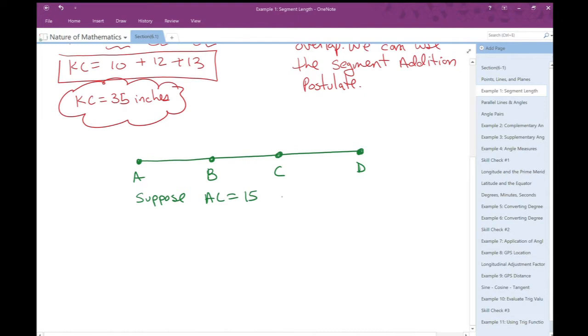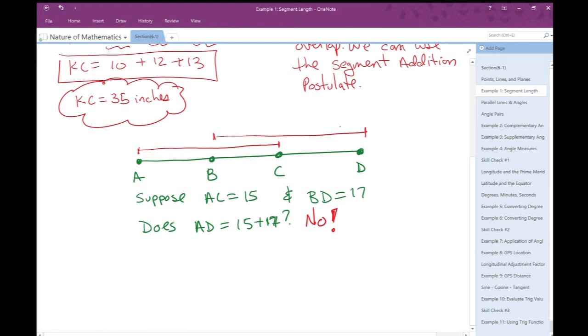Suppose AC equals 15 and BD equals 17. Does AD equal 15 plus 17? And the answer should be no. The reason for that is that from A to C is here, and from B to D is here, and we have an overlap here. That means we are double counting this length of segment BC. We're counting BC twice, and that is an inaccurate measurement then for AD.